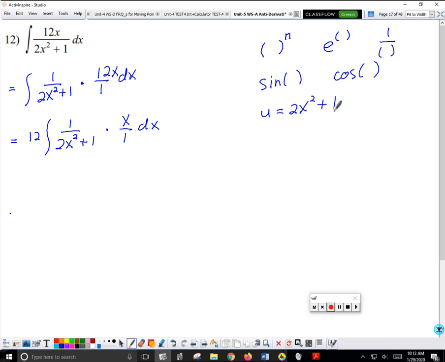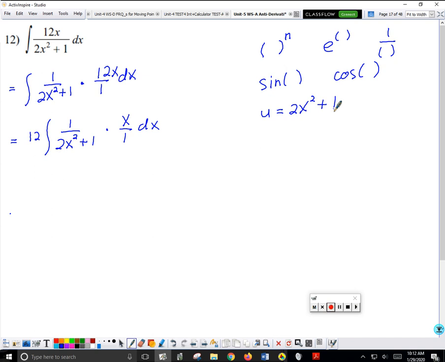U substitution does not always work. But for our class, you're pretty safe, because I've never seen them give a problem where the answer is no solution. So it's either going to be just straight off the pink sheet, U substitution, or algebra trig. So it usually works.